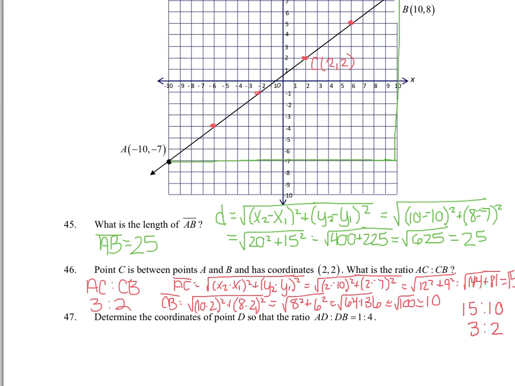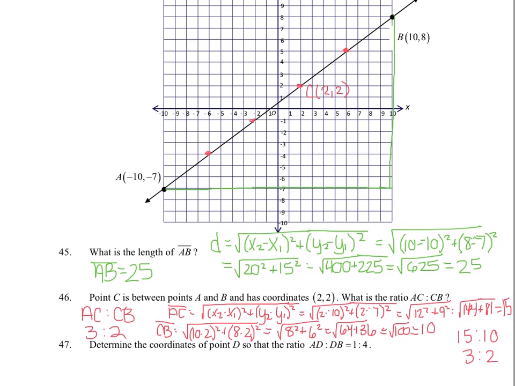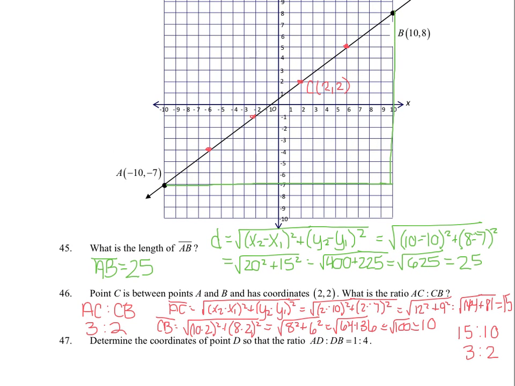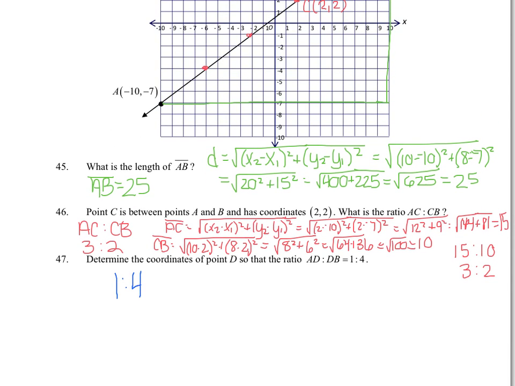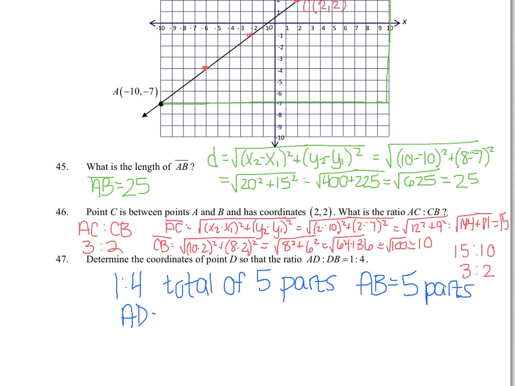With 47, it says determine the coordinates of point D so that the ratio A to D to B is 1 to 4. Well, the easiest way to do this is graphically, where I can see 1 to 4 is going to be a total of 5 parts, meaning that A to B is going to be 5 parts. So I want AD to be 1 part of this line of AB, and I want D to B to be 4 parts.